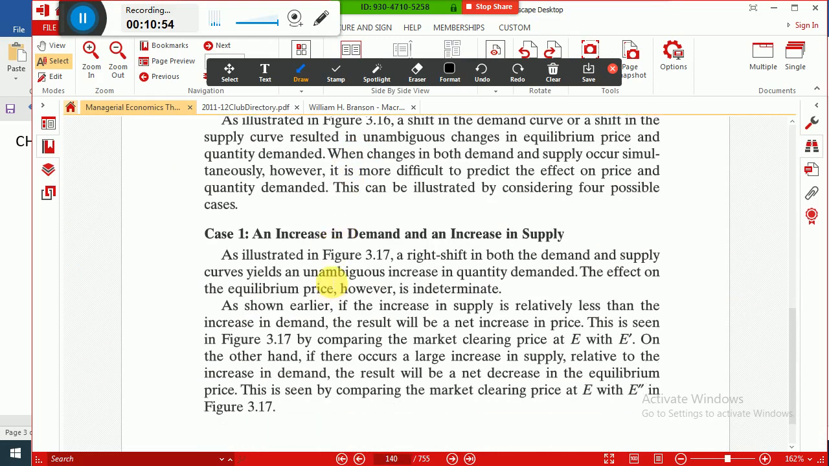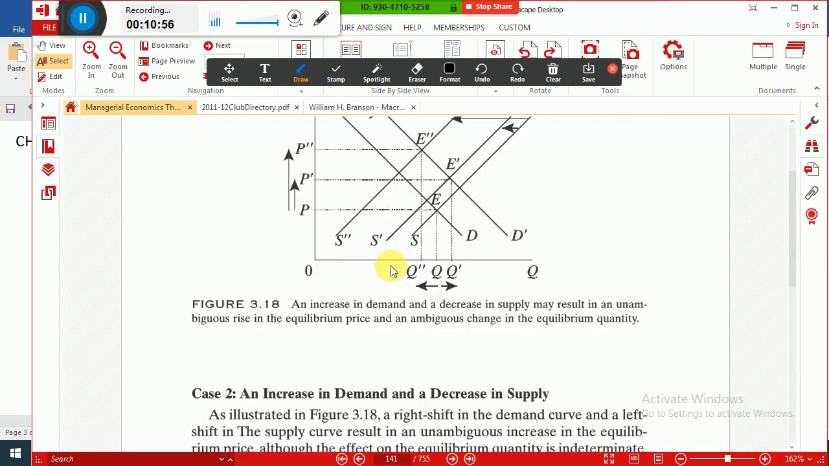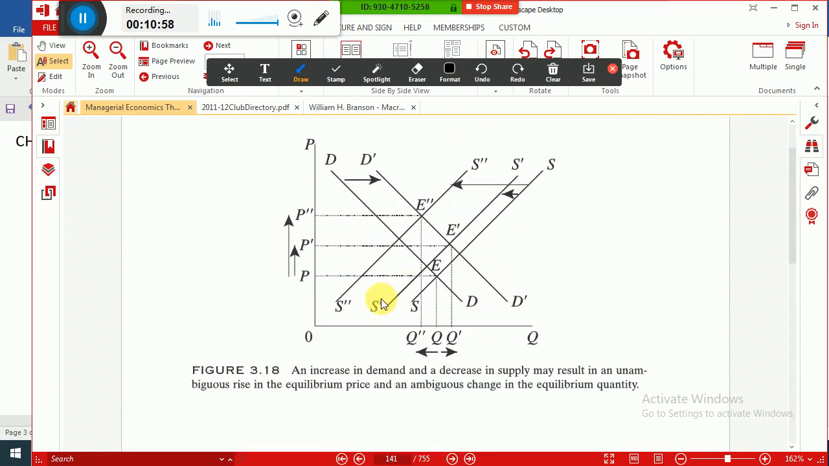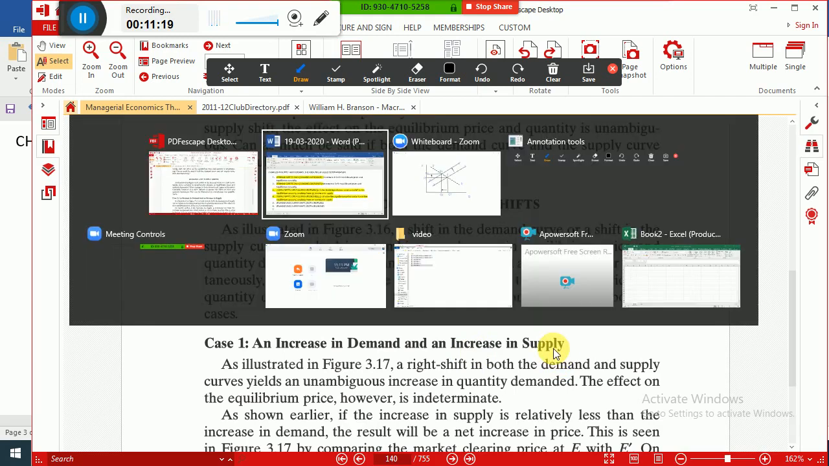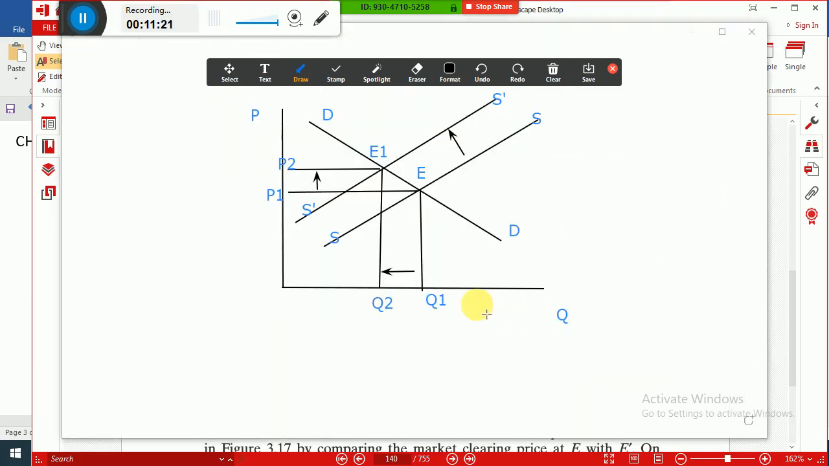So this is the case, increase in demand and increase in supply. Here you can say demand increases, so the new demand curve is D dash D dash, and increase in demand and increase in supply. So we will draw this.